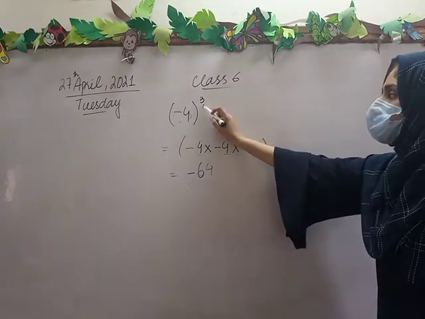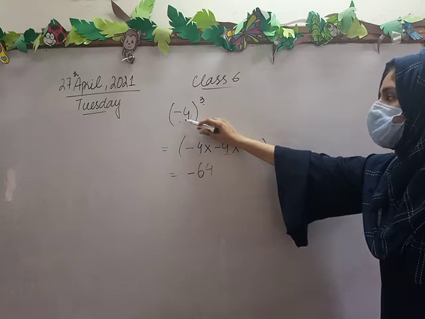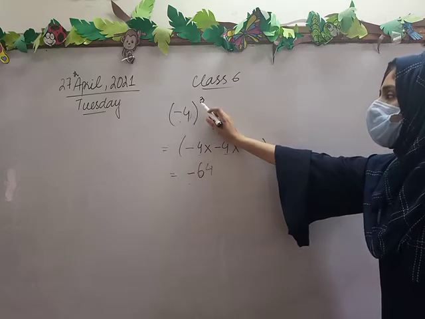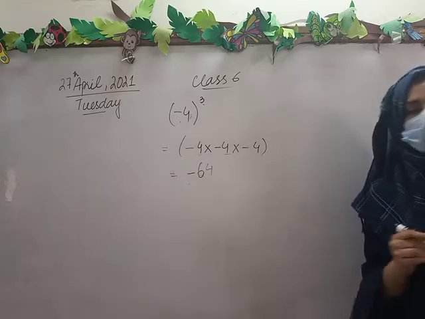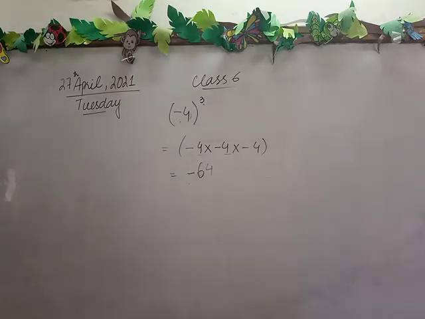As I told you, if we have a negative sign inside the bracket and outside the bracket we have an odd power, we simply write the negative sign in the end with the answer. Okay, is it clear class? Is it clear to everyone?